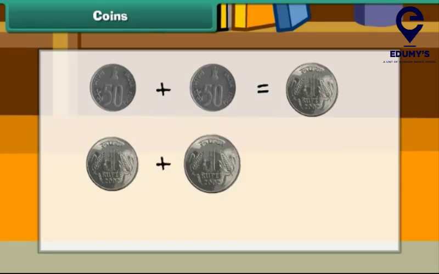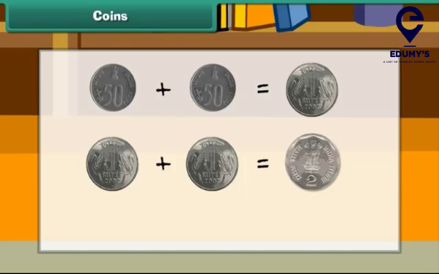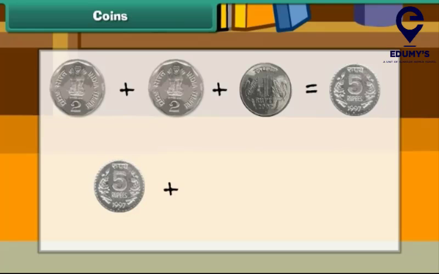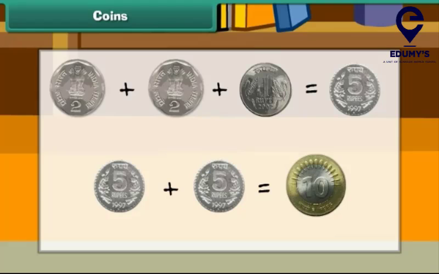2 1 rupee coins make 2 rupees. 2 2 rupee coins and 1 1 rupee coin make 5 rupees. 2 5 rupee coins make 10 rupees.